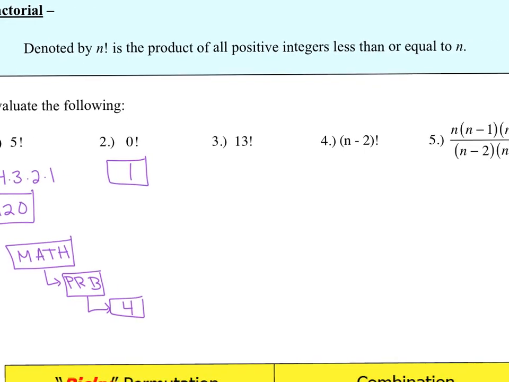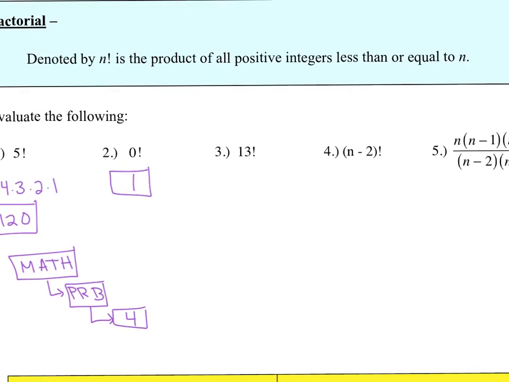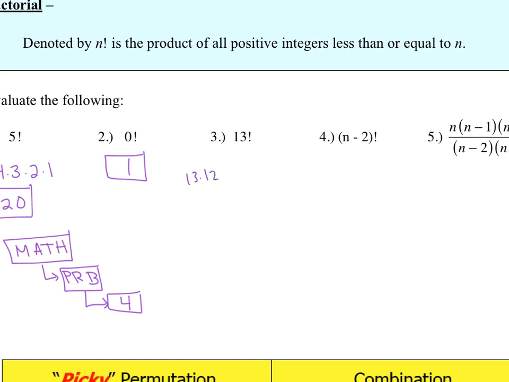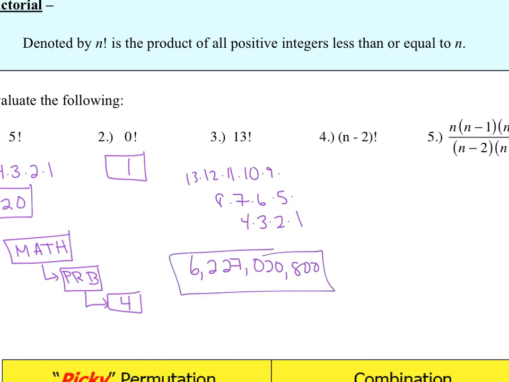13 factorial would be 13 times 12 times 11 times 10 times 9 times 8 times 7 times 6, 5, 4, 3, 2, 1. Or you can just simply type in 13 factorial into your calculator and you get a very large number. So we get billions. Probably takes longer to write the number than it is to actually type it in the calculator.